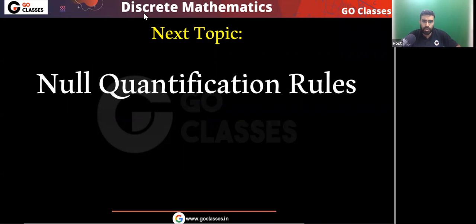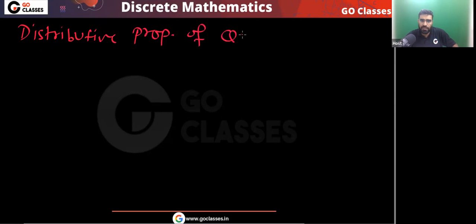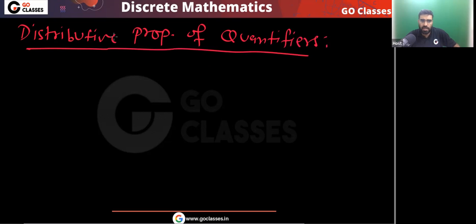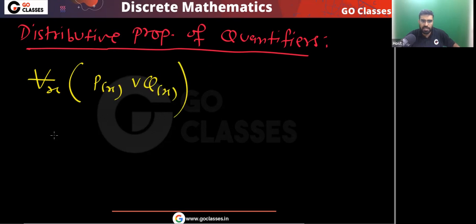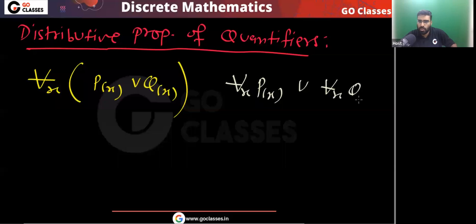So far, we have seen the distributive property of quantifiers. This is important that you understand it. In these distributive properties of quantifiers, what type of expressions have we seen? We have seen expressions like for all x, P(x) or Q(x), where P and Q are predicates. Or for all x, P(x), or for all x, Q(x).